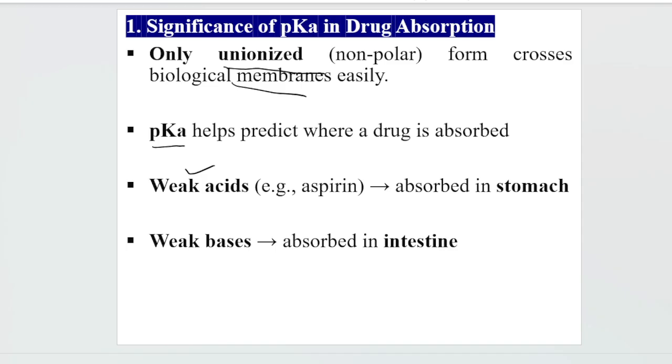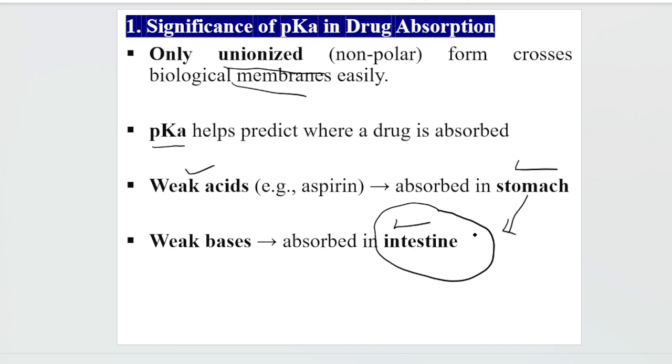So this water soluble form, that is the ionized form, is not absorbed from the stomach, but it is these drugs, I mean the basic drugs, that are absorbed from the intestine. So taken together, the acidic drugs are absorbed from the stomach, basic drugs are absorbed from the intestine, but unfortunately the stomach has very little surface area.